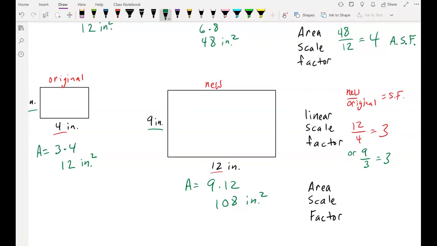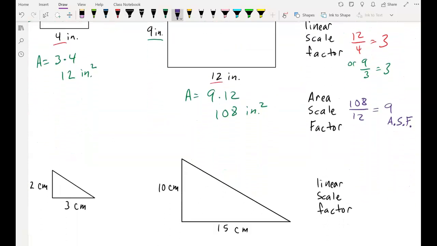The new area is 108. The original area was 12. 108 divided by 12 is 9. So we have an area scale factor of 9. Okay, pretty interesting.